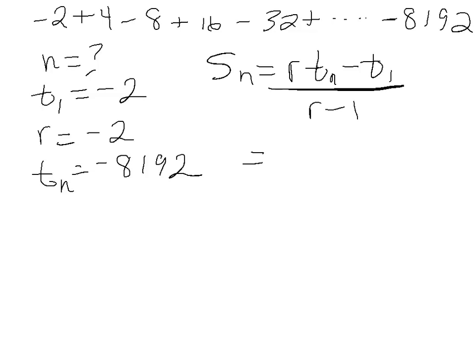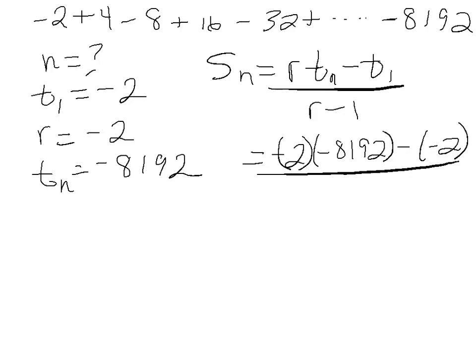Okay, so let's plug in what we know. -2 times -8192 minus bracket -2, and just be careful with all your brackets and your substitutions, and things should go smoothly. So that gives us Sn equals -5,462.